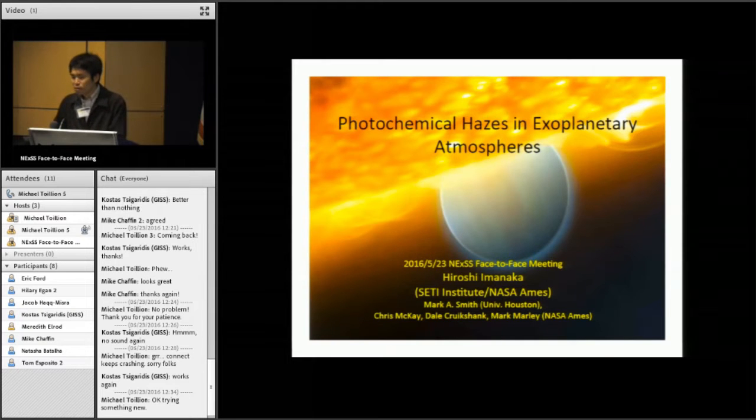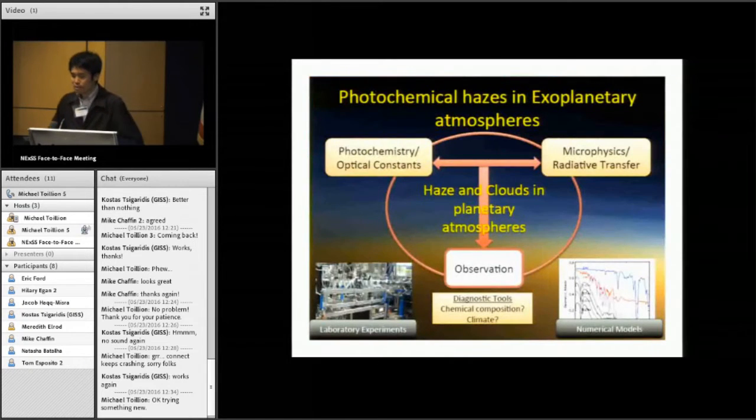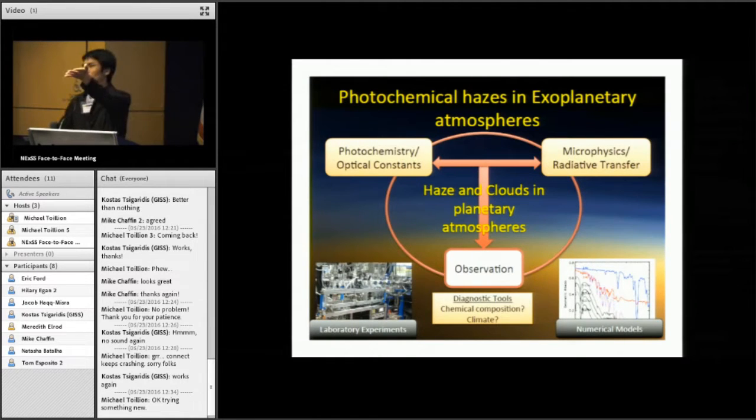So this is our team, and we are a very small team, consisting of a lab guy, myself, and Mark Smith. The name is not here, but they are sitting there. And we have modeling specialists who can do the radiative transfer, like Chris McKay and Mark Malley. Then we try to combine those techniques to help the observations.